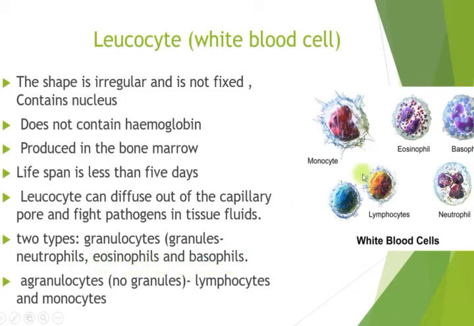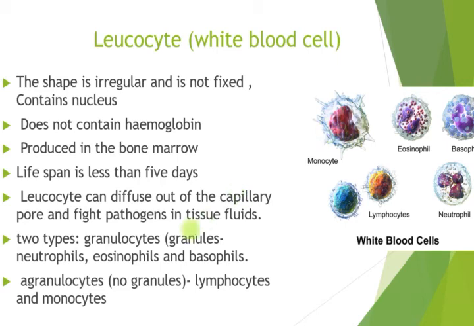As we can see from the diagram here, this is the eosinophil. You can see the granules inside the eosinophil. The neutrophil also has granules, that's why they are called granulocytes, and the basophil here also has granules. Agranulocytes are cells without granules. Examples of agranulocytes are lymphocyte and monocyte.